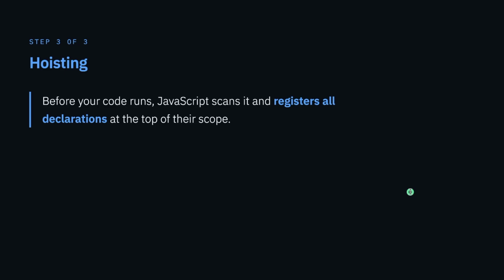So we get 0, 1, 2. Let's now try to understand what hoisting is. If you have a JavaScript file, before your code runs, JavaScript will actually scan the entire file and register all declarations of variables at the top of their scope. So virtually JavaScript will take your variable and give it a value at the top of the scope. This particular behavior is called hoisting of variables.